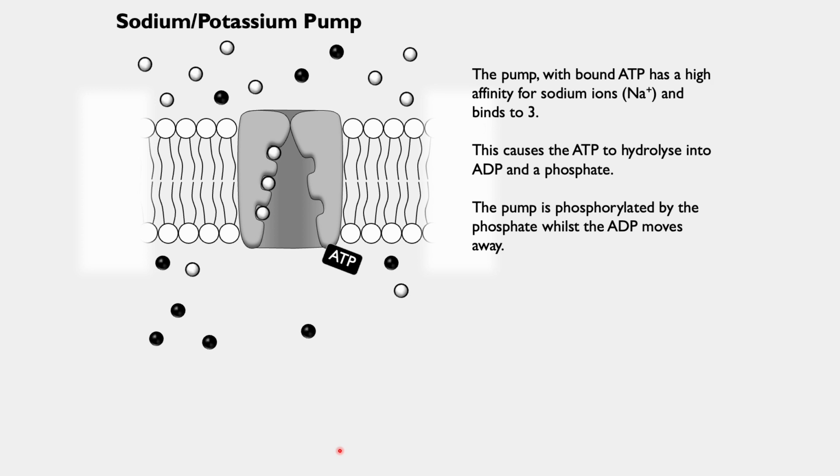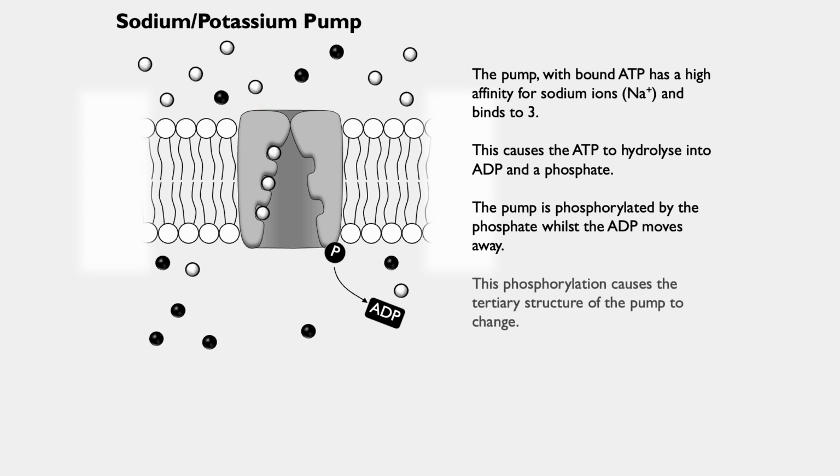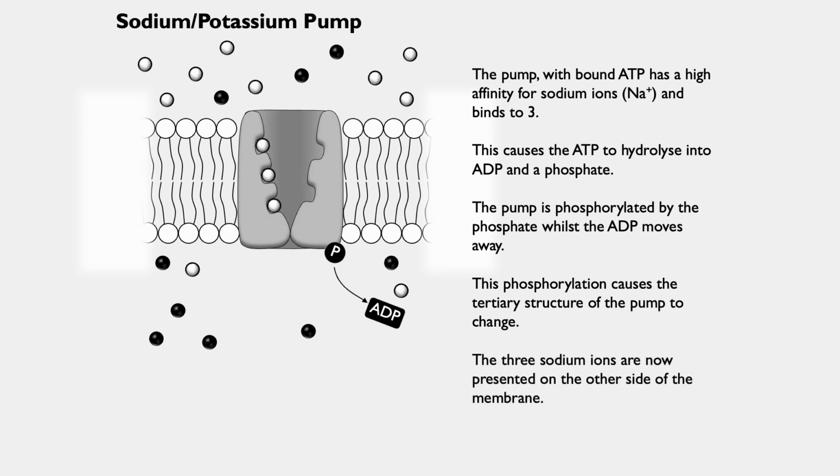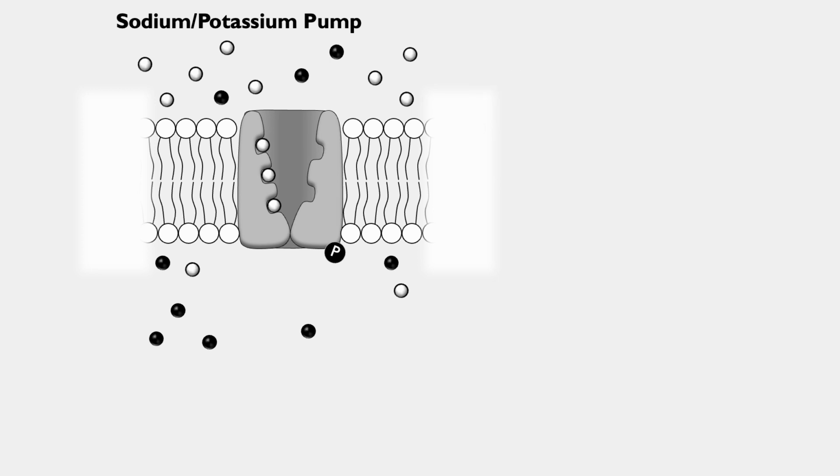When the pump is phosphorylated, it induces something called conformational change. And during this time, the pump can actually change its shape, which essentially means that its gates open. And once the gates open, those 3 sodium ions can actually move from the cytosol outside of the neuron to the extracellular fluid. The 3 sodium ions are now presented on the other side of the membrane in the extracellular fluid.